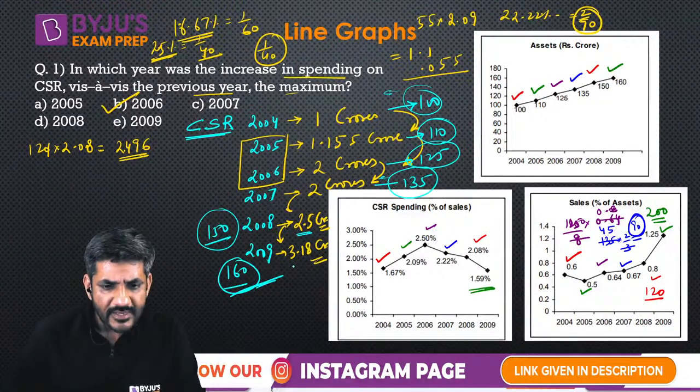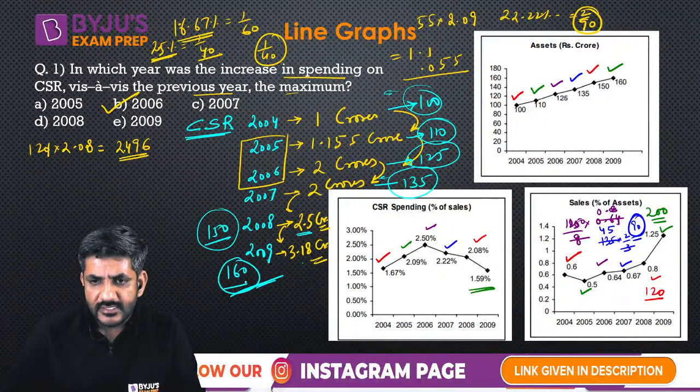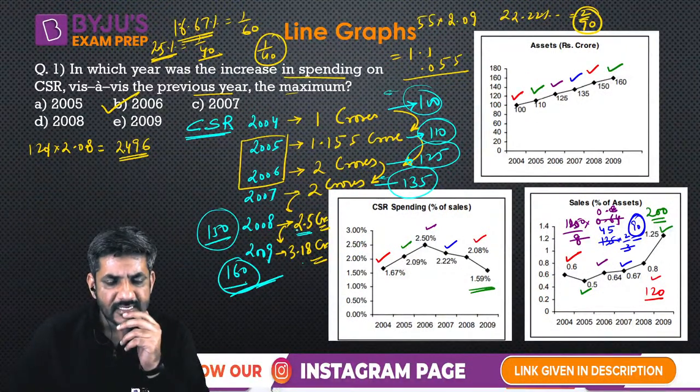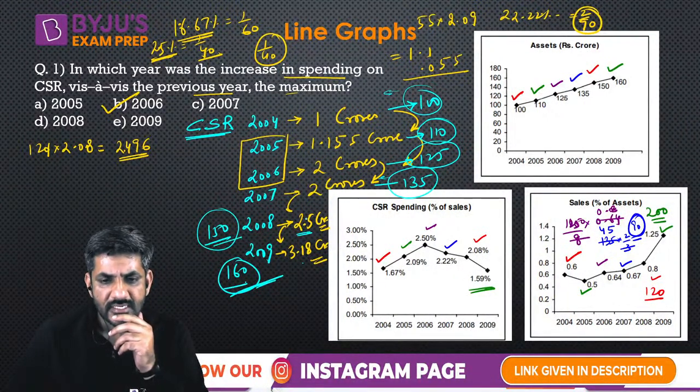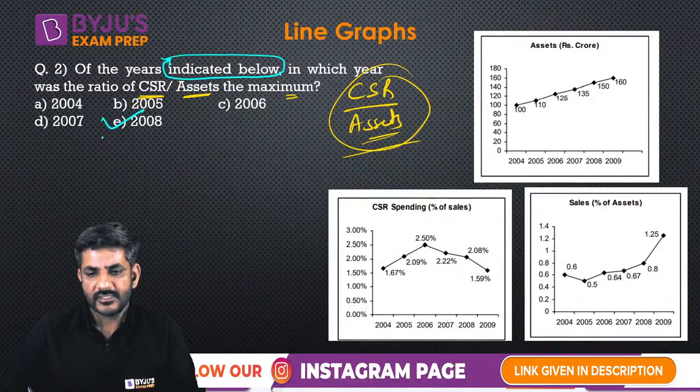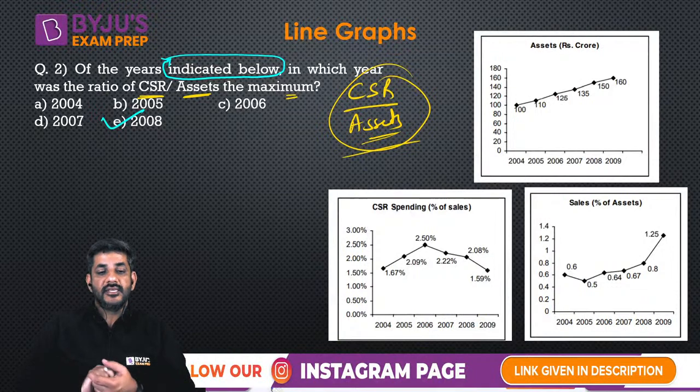So which one is the highest? 3.18 out of 160, CSR out of assets, is the highest. But out of the remaining ones, which one is highest? I see that this is approximately 1.7%. And how much is this one? This is less than 1.7. This is 2 on 1.25, which is also less, and this is also less. So I think 2008 is the correct answer for this question. 2008 is the correct answer.